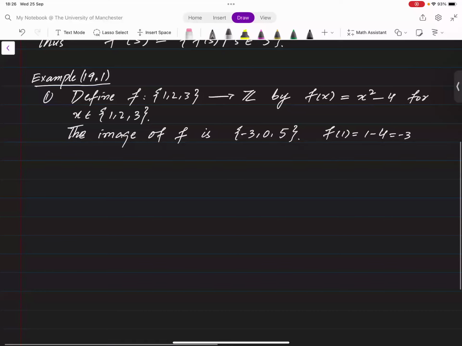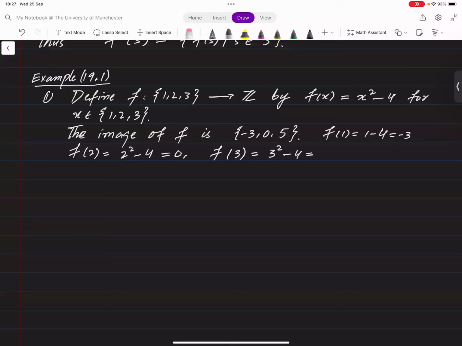And so this is -3. And then we have f(2), which is 2 squared minus 4, which is 0. And f(3), which is 3 squared minus 4, which is 5.